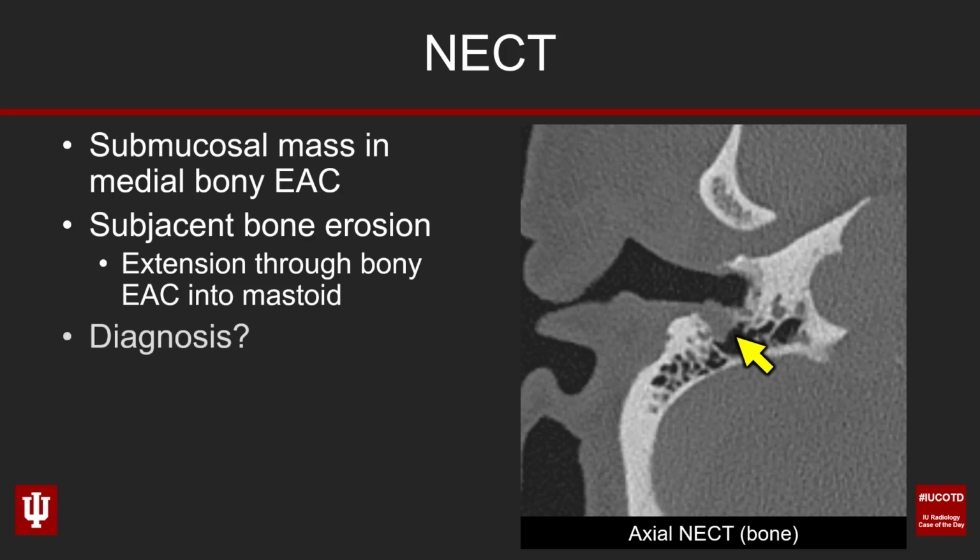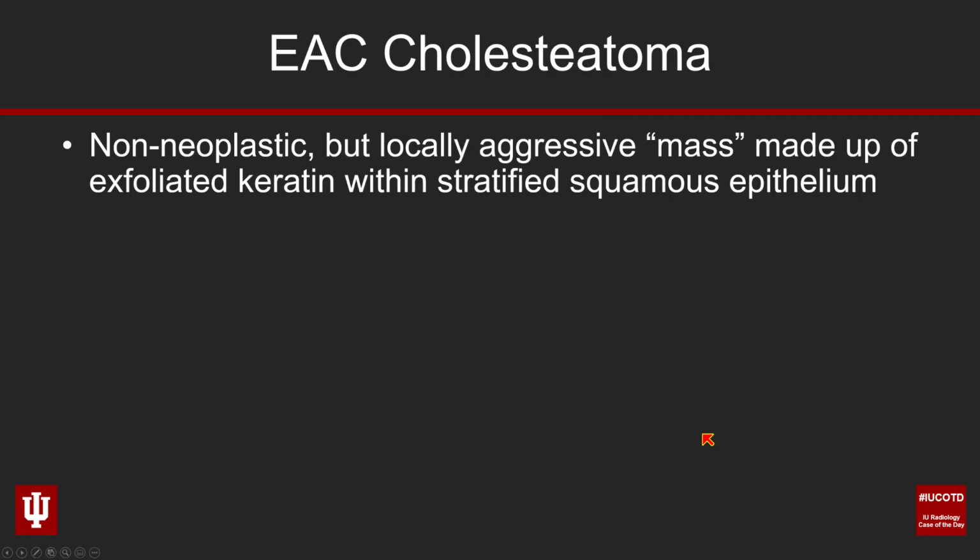So, in this case, what's our diagnosis? This is an external auditory canal cholesteatoma. Cholesteatomas are non-neoplastic but locally aggressive masses. And I'll call them a mass because it occupies space, but it's non-neoplastic. It's not a tumor. These masses are made up of exfoliated keratin within a background of stratified squamous epithelium.